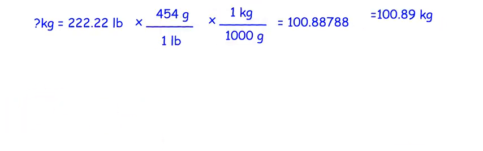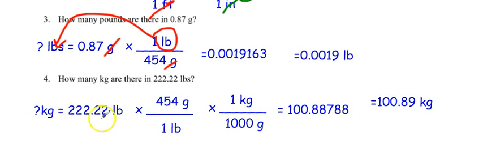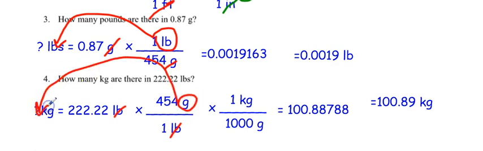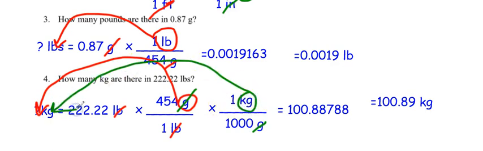What about the last one? I want kilograms from pounds, so here's my conversion. I'm going to put pounds on the bottom, grams go on top. Is grams what I'm looking for? No, so I have to keep going. Put grams at the bottom. Remember, your smaller unit, grams, gets the bigger number, 1,000. Your bigger unit, kilogram, gets the 1. So I'm left with kilograms. Is that the unit I want? Yes, it is. So I'm going to take 222.22 times 454 divided by 1,000, and I get this big number. How many sig figs do I want? I want 5 sig figs, and I am done.